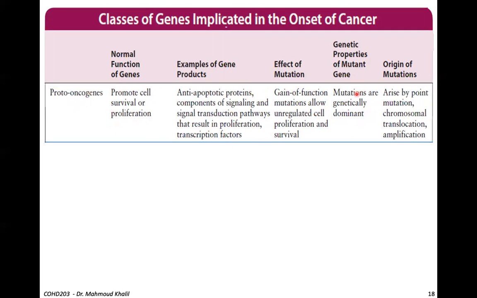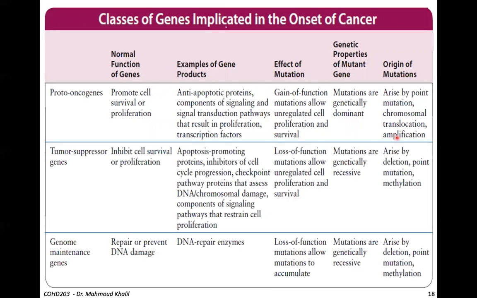And these mutations are genetically dominant and arise by point mutation, chromosomal translocation, or amplification. The second class of genes are the tumor-suppressor genes, which inhibit the survival or proliferation. This is actually the opposite of the first one: they promote apoptosis, inhibit cell cycle progression and checkpoint pathways, as well as affecting the signaling pathways.